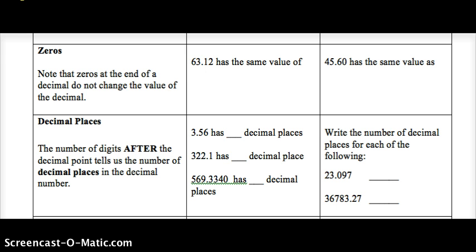So for example, 63.12, we've got 63 in the whole number part, and we've got 1 in the tenths column and 2 in the hundredths column. Well, that's the same as 63.120 because we've still got 63 in the whole number part. Then we've got our decimal point. We've got 1 in the tenths column, 2 in the hundredths column, just like over there, but nothing in the thousandths column. And if I add another 0, there's nothing in the 10,000ths column. So having zeros at the end of a decimal do not change the value of the decimal.